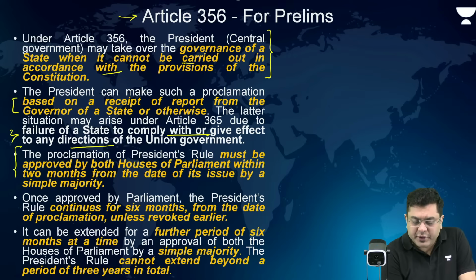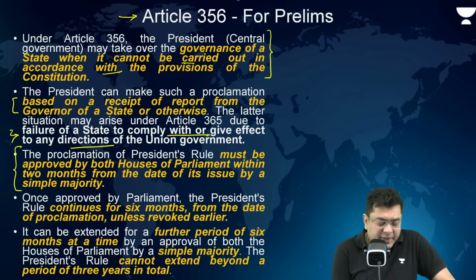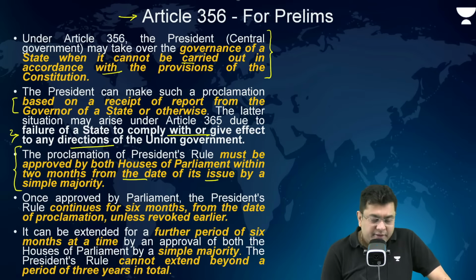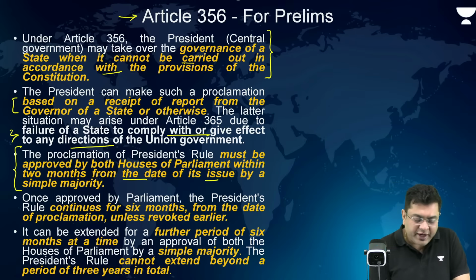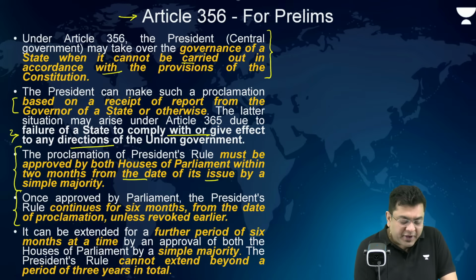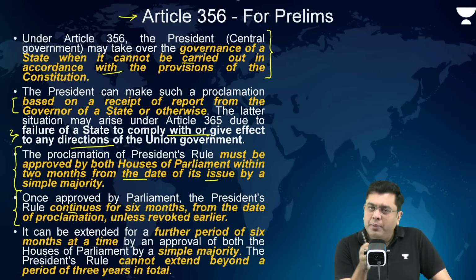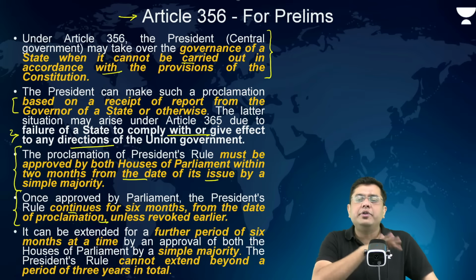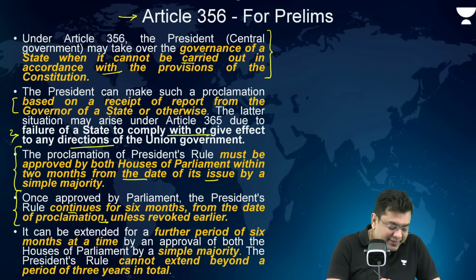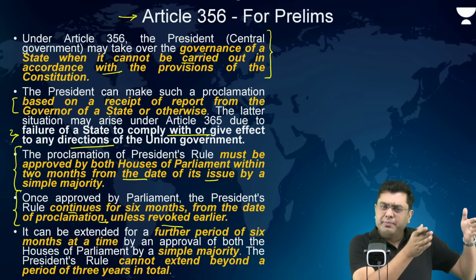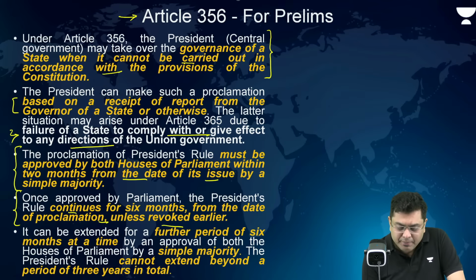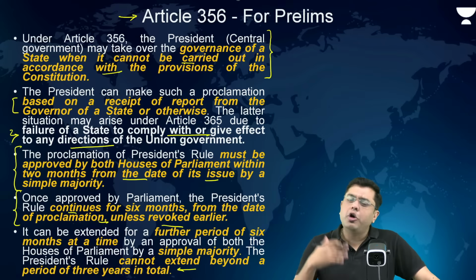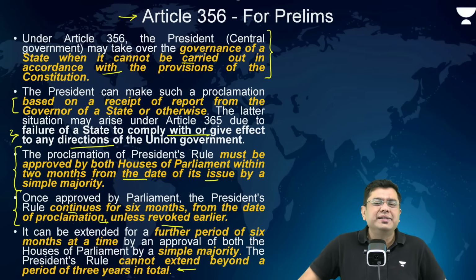Now, the proclamation of President's Rule must be approved by both Houses of Parliament within 2 months from the date of its issue, by a simple majority. Simple majority is important. Within 2 months is also an important phrase from which prelims questions are framed. Once approved by Parliament, President's Rule continues for 6 months from the date of proclamation, unless revoked early. Right? At max, it can be extended by 6 months at a time by passing it through a simple majority, for a period of at most 3 years, not beyond 3 years. So this is the condition for Article 356.